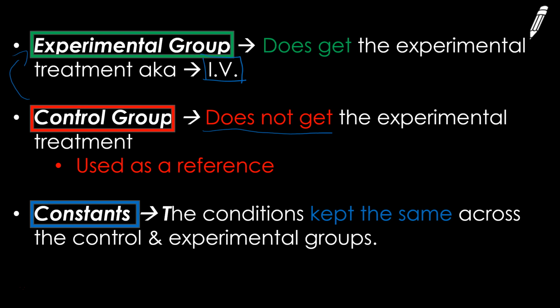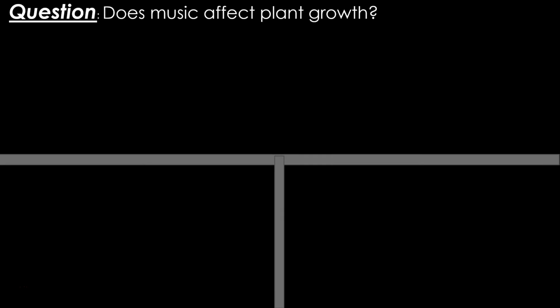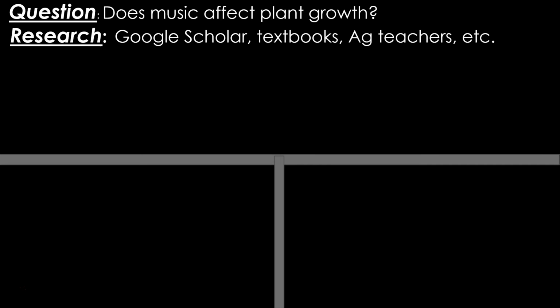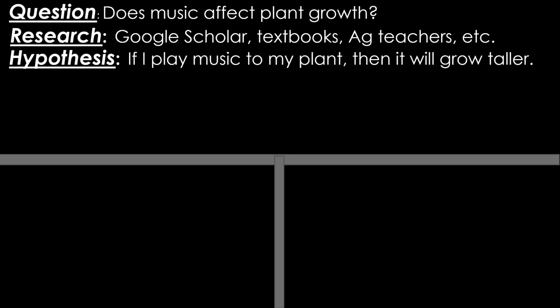And let's go over an example of these criteria. So here's my question. Does music affect plant growth? I could do some research. I could go through Google Scholar, textbooks, go ask the ag teachers, etc. And then I'm going to form my hypothesis. Remember, I changed the question into a hypothesis, and I have those two special words in there, if and then, okay? And then I could create my experiment. This is where the two groups come in.